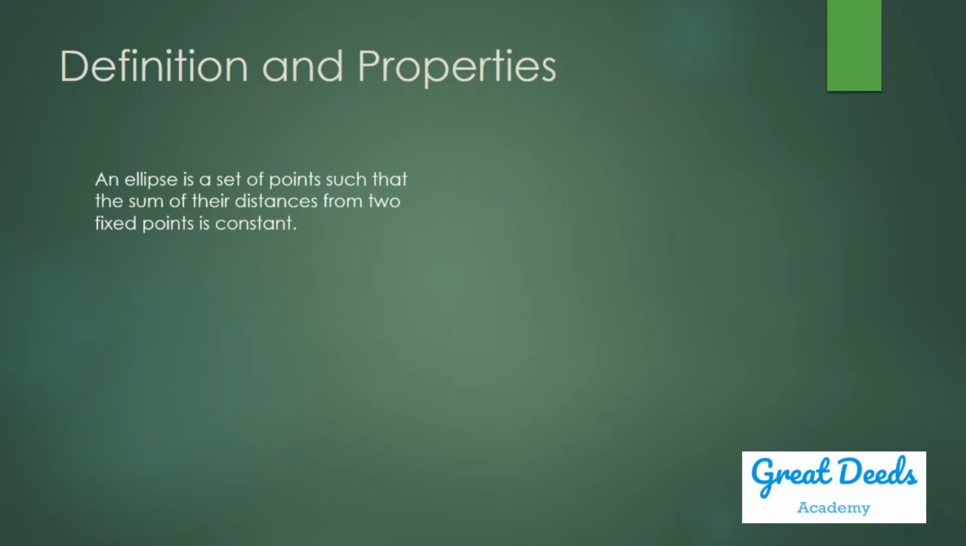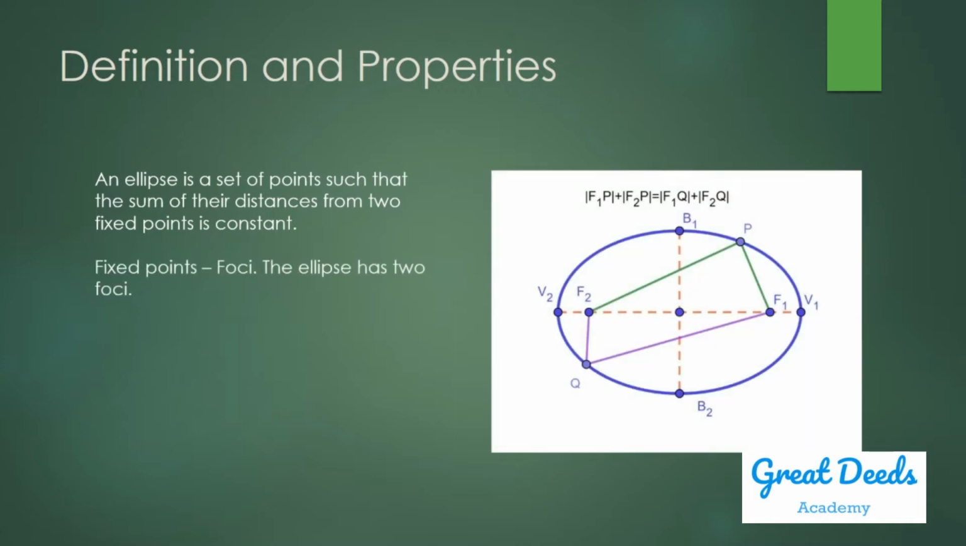An ellipse is a set of points such that the sum of their distances from two fixed points is constant. The two fixed points this definition refers to are the foci. So this is what the definition wishes to tell us.